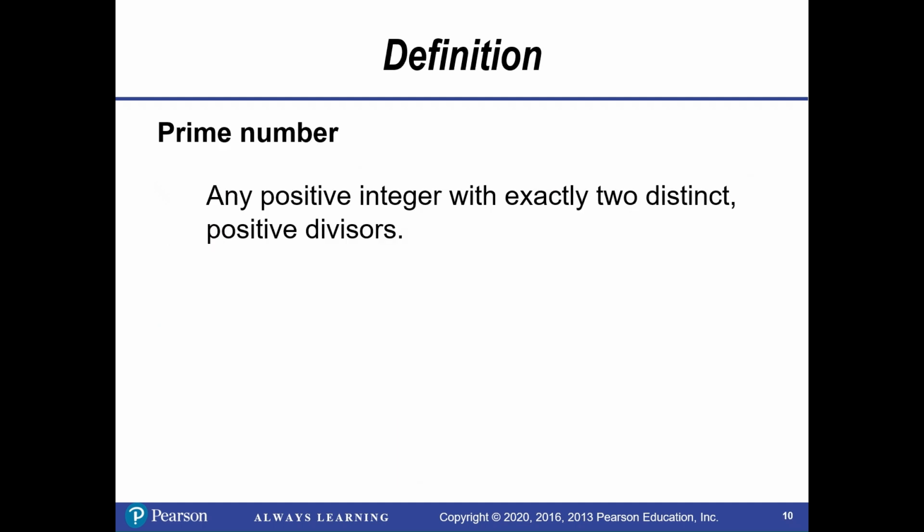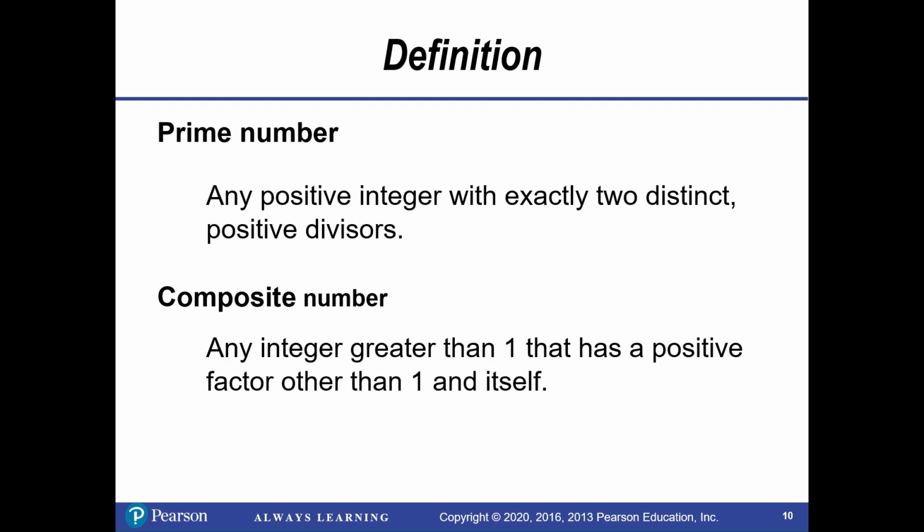So we finally formally define what is a prime number. A prime number is any positive integer with exactly 2 distinct positive divisors. We can also define a composite number, and that's any integer greater than 1, so 1 does not count as composite, any integer greater than 1 that has a positive factor other than 1 and itself, so more than 2 factors.